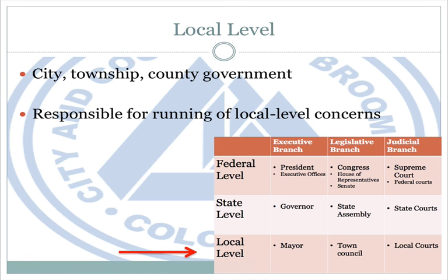Now, if we move to the left-hand side of our chart and move up the rows, we're going to see the idea of federalism in play. So we can start at the lowest level, or the local level. This would be a city, a township, a county, whatever a small entity is going to call itself. And so you can see that this is going to be responsible for running local level concerns. And so you can see at the local level, we call the executive branch person the mayor. If you move over to the legislative branch, they probably call that group the town council or something like that. And then the judicial branch at the local level would be your local courts.